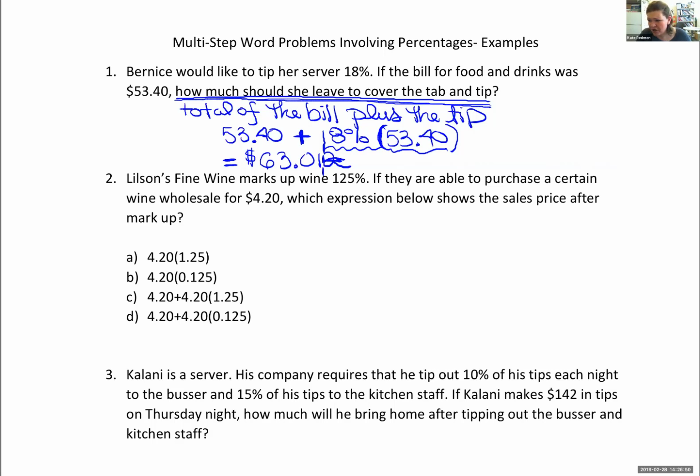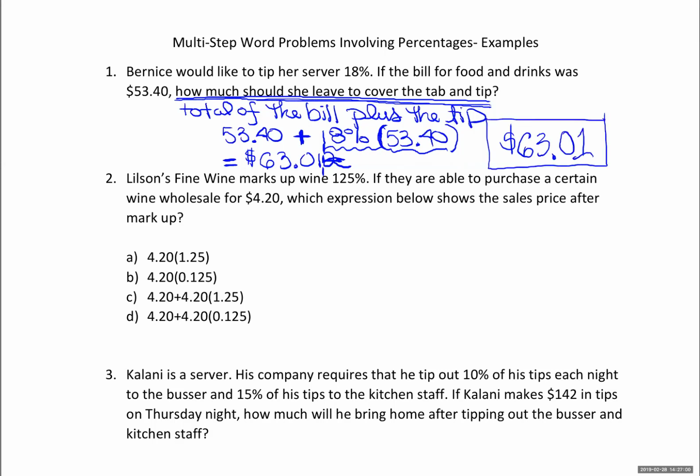And of course it's not. We're not halfway through our digit system yet. So we will just call that $63.01. We still have to give a very exact tip. We still have to give the 1 cent. You and I know in a restaurant we would probably just give $63. It's true. But if Bernice really wants to tip her server 18%, this is as close as she can get to 18%.